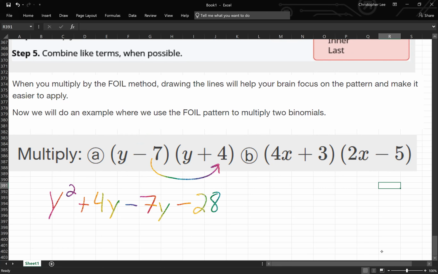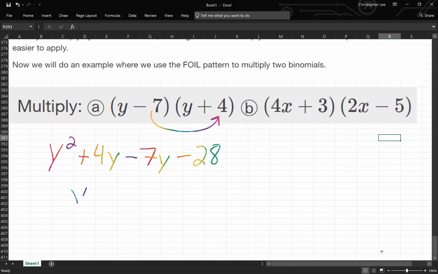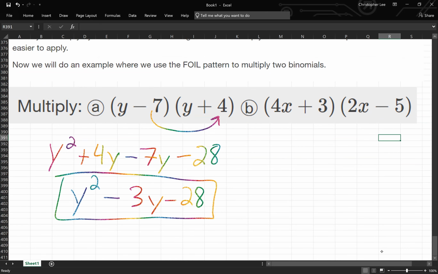And then after that, you want to combine like terms, right? Combine like terms. So now I'm going to get y squared minus, right? This is going to be 3y minus 28. And there you go. That's my final answer. All right? Questions on this? Or does it make sense?